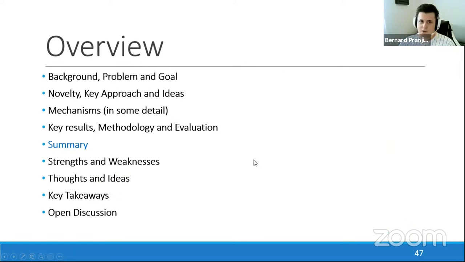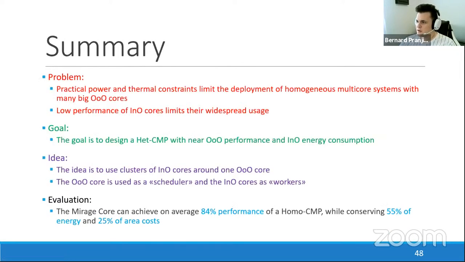Okay, now I'll quickly summarize the paper presentation again. So, problem: practical power and thermal constraints limit the deployment of homogeneous multi-core systems with many big out-of-order cores. We can't put just as many cores as we want. There is a physical limit. And low performance of in-order cores limits their widespread usage. The goal is to design a heterogeneous chip with near out-of-order performance and in-order energy consumption.